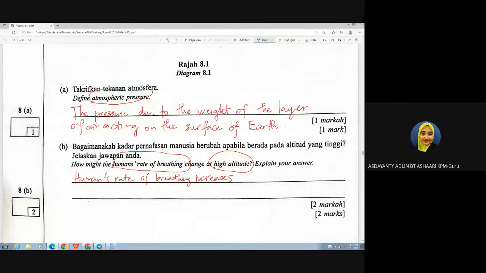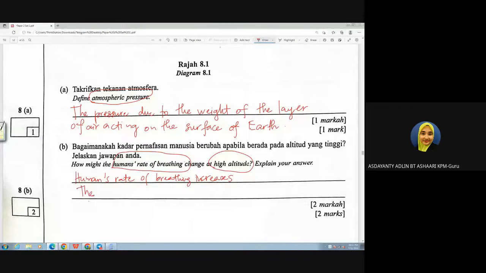Okay, why? He asks for a reason. Explain your answer. Okay, the easiest is because we know it. When we go hiking, the air is thin, right. When we climb a hill, the nearest one, the air reduces. So the atmospheric pressure becomes low.